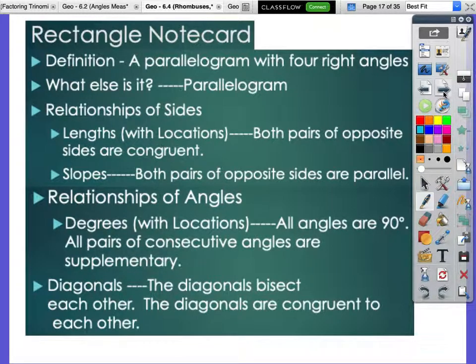Wait. Hey, so all rectangles are parallelograms. Yes. Are all parallelograms rectangles? Nah, man. No. Still no. Okay. I'm going to move on to the next note card. What will our next note card be?